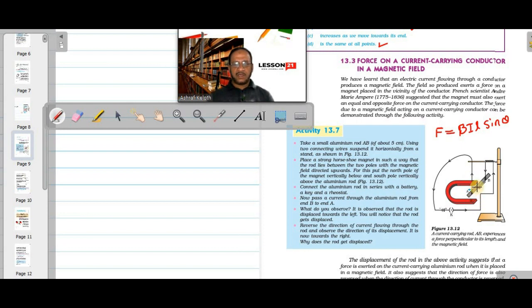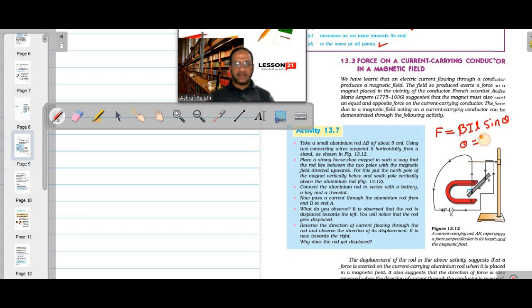As per this question, when the current increases, force will increase, so deflection will increase. When a stronger horseshoe magnet is used, the magnetic field strength B increases, then also force will increase, then displacement will increase. The length of the rod AB is L. If the length of the rod is increased, then also displacement will increase. The maximum displacement can be obtained at what angle theta? Perpendicular. Means theta equal to how much?